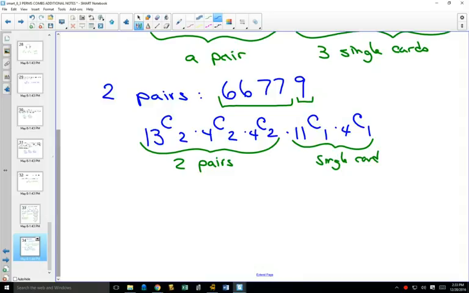Yes? What you just said regarding, we could just put it 44 choose 1? Yep, for this part here, 11 choose 1 is just 11, and 4 choose 1 is just 4, and 11 times 4 is 44. So with the 2 pairs, could we just go 4 times 13, 4 times 13, and then that number choose 2? No, with the 2 pairs, you have to choose which 2 numbers you're going to pick first, and then 4 choose 2, 4 choose 2 after that.